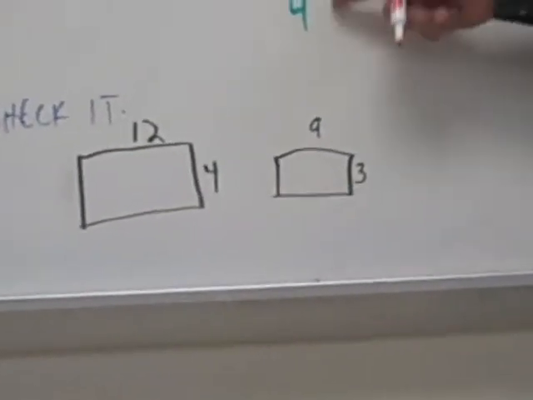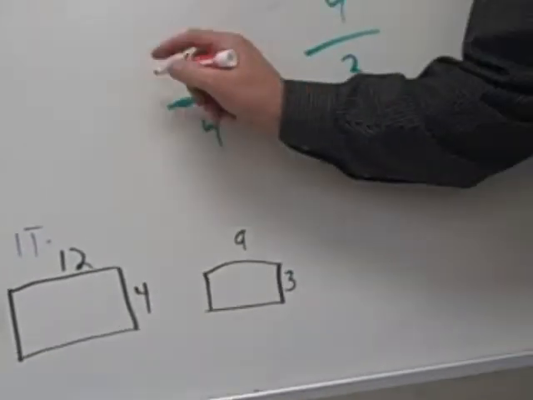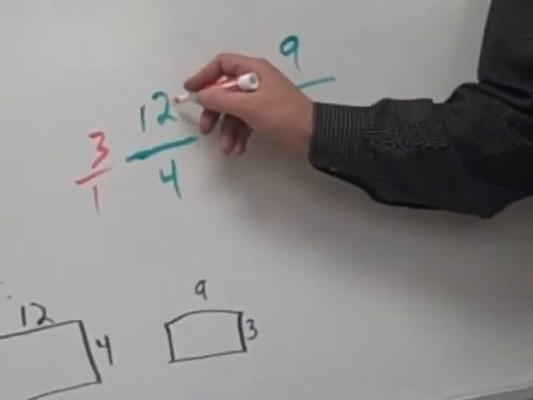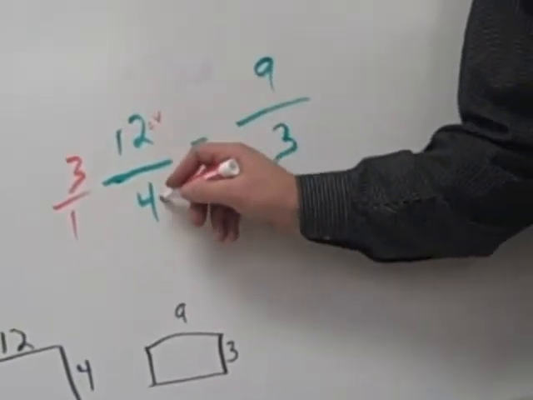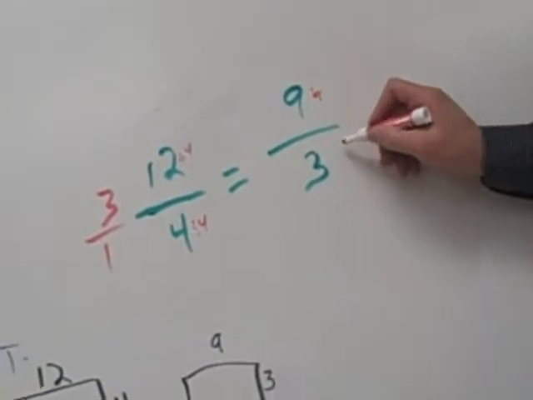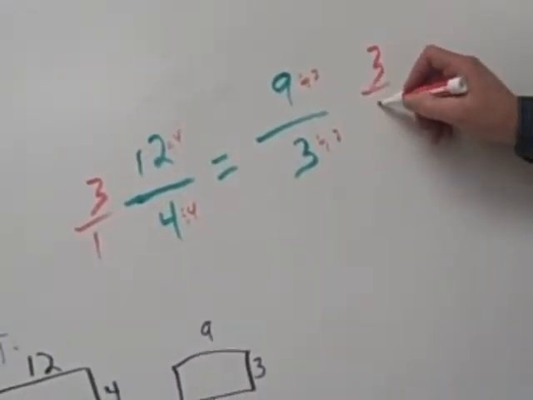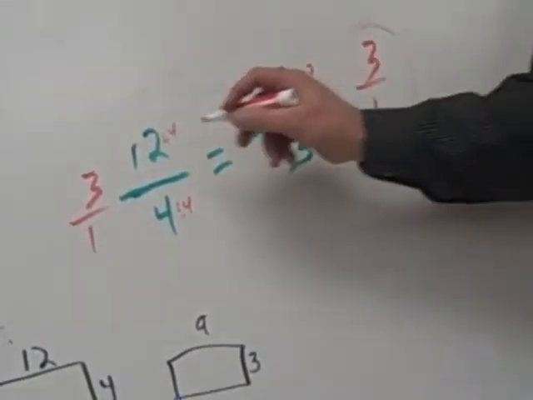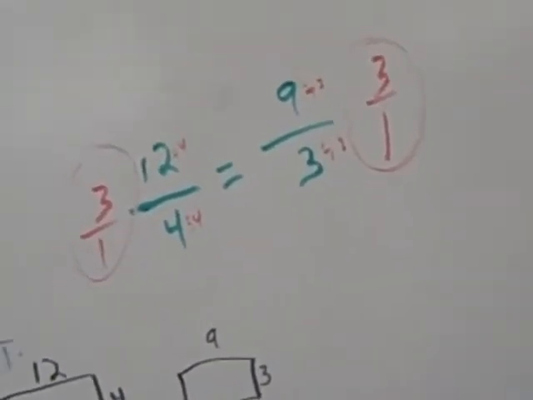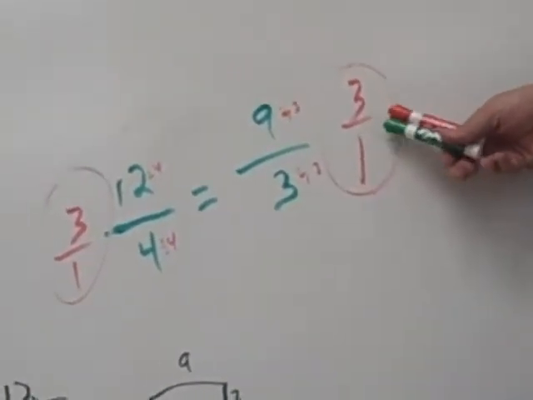Simplifies into 3 over 1. We divide by what? 4 divided by 4, and we got 3 over 1, right? Correct. Why can we simplify this by 3? And what do we get? 3 over... do you see that that is exactly the same as that? Yes.